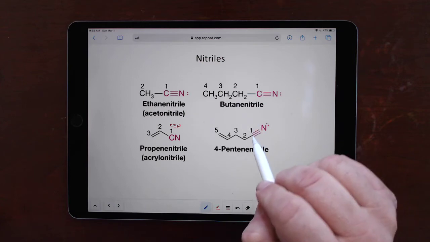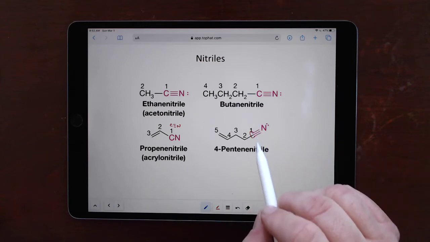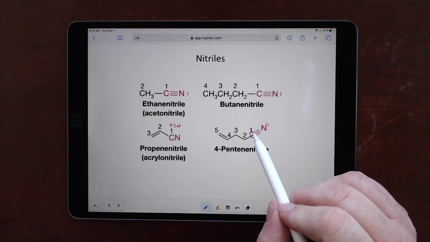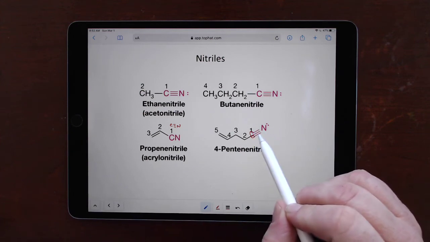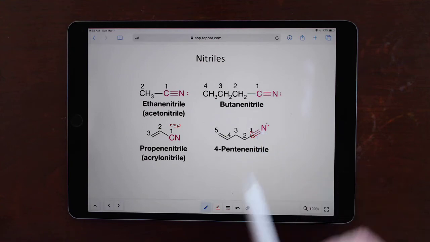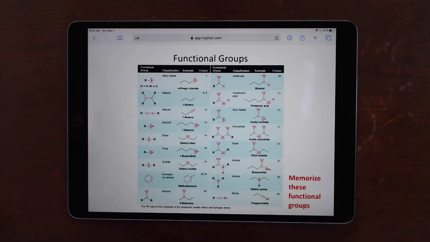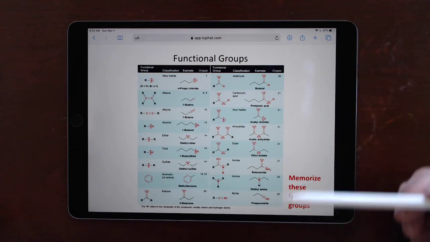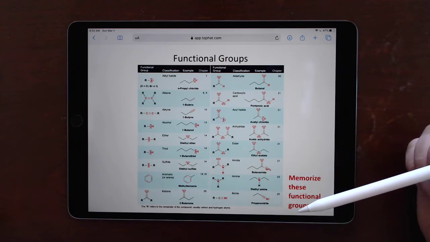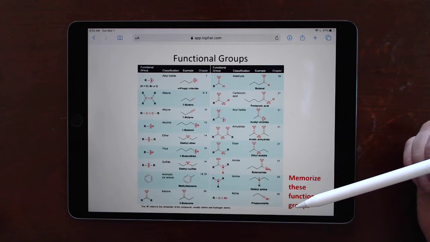But even for something like this, remember that sometimes it's listed like that. We don't technically have to list the carbon there, but know that there is a carbon right here where that triple bond starts. So, okay, this is the list. It's in the book. This is the list of groups that you need to know.